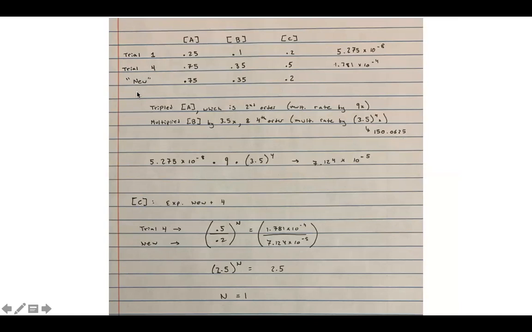When making my new trial, I'm going to change my concentration of A from trial 1 so that it matches the concentration of trial 4. I'm going to do the same exact thing for the concentration of B, changing it from the trial 1 concentration to match trial 4. But C, my reactant that we don't know the reaction order for, that concentration I have to keep the same.